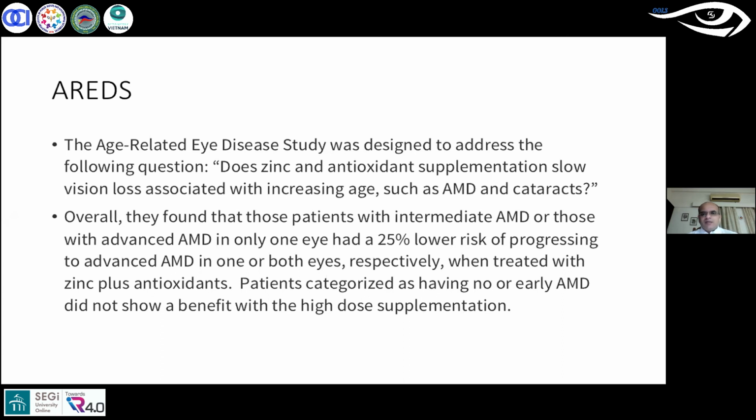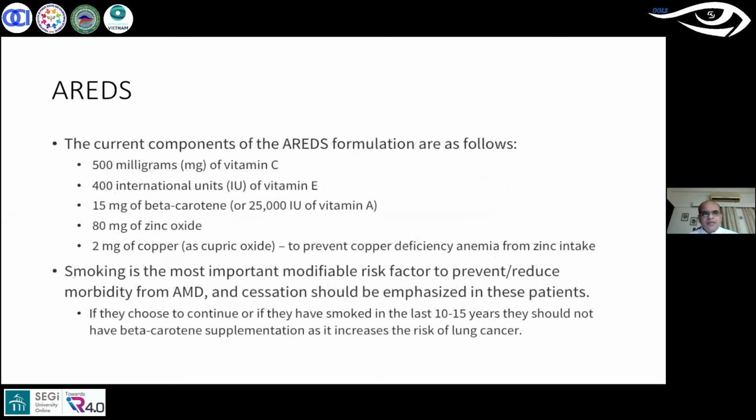So patients with intermediate AMD or those with advanced AMD in only one eye had a 25% lower risk of progressing to advanced AMD in one or both eyes when treated with zinc plus antioxidants. And patients categorized as having no or early AMD did not show a benefit with the high dose supplementation. So there was no mention here of wet AMD.